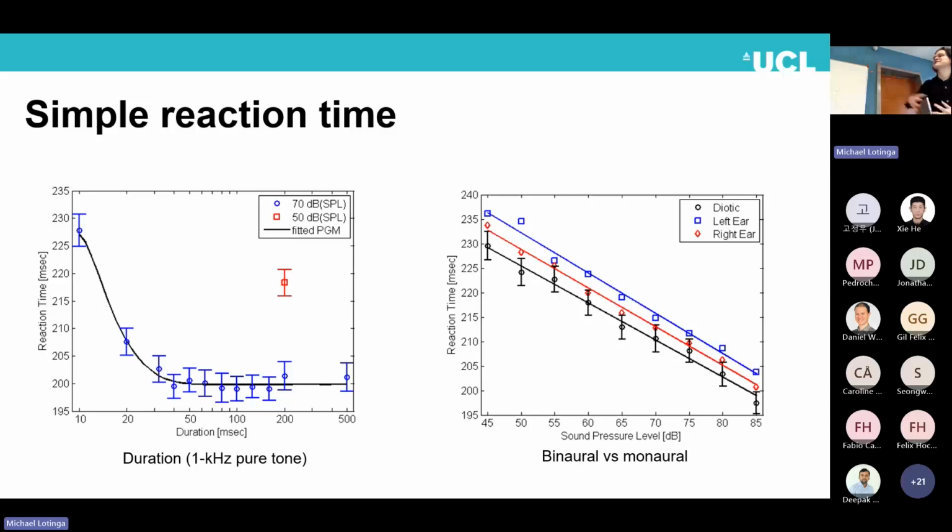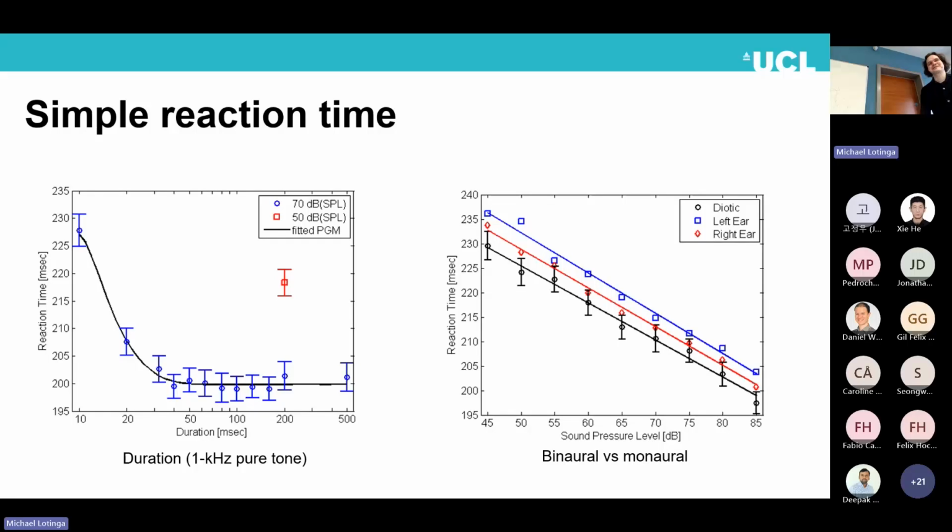And on the right-hand side, I presented them, again, 1 kilohertz pure tones, either diotically, binaural to both ears, to the right ear only, and to the left ear only. And you see that the black line has the fastest reaction times. So it's faster, it's louder if you present the sound to both ears. You see a slight difference between the right ear and the left ear. The right ear is a bit faster, and that is because most of our participants were right-handers.